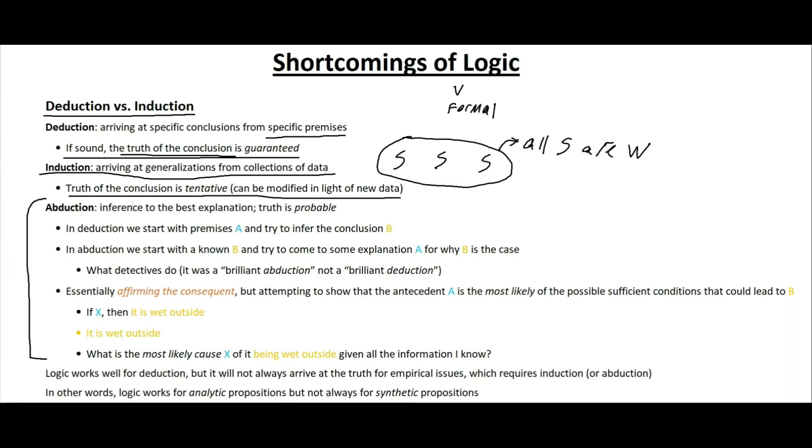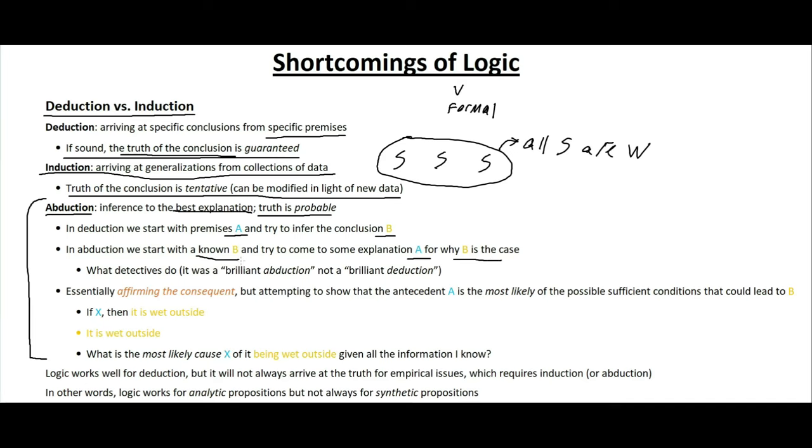And then there is abduction, which is one that's not talked about as much, but it's an inference to the best explanation of some given observation. And so the truth is probable, which I guess is another way of being tentative. But here's the difference between abduction and deduction. In deduction, we start with the premises, A, which might be two different premises, and then we try to infer the conclusion B. But in abduction, we start with the known conclusion B, and try to come up with some explanation A for why B is the case.